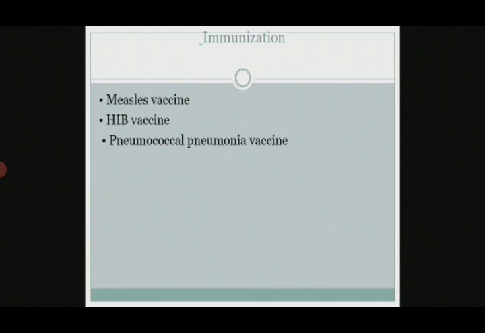Immunization for measles is available in universal immunization programs. Hepatitis B vaccine, pneumococcal pneumonia vaccines at proper age group are very important for preventing the acute respiratory tract infections.